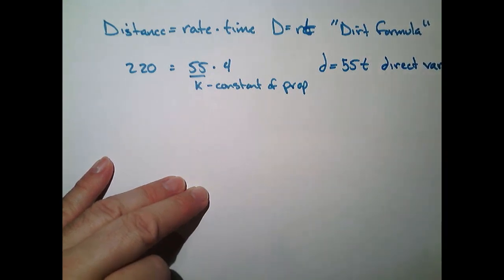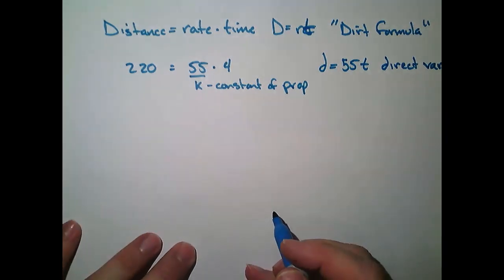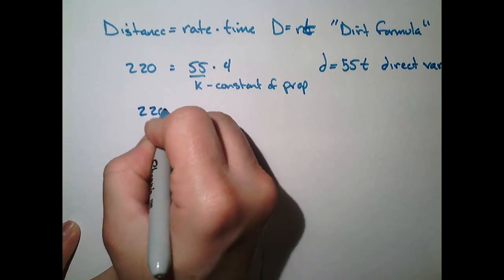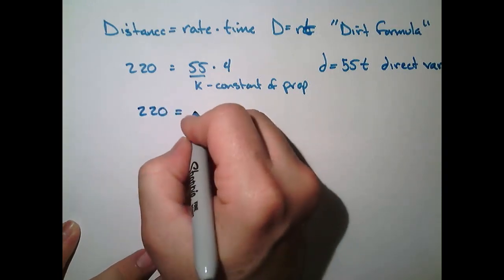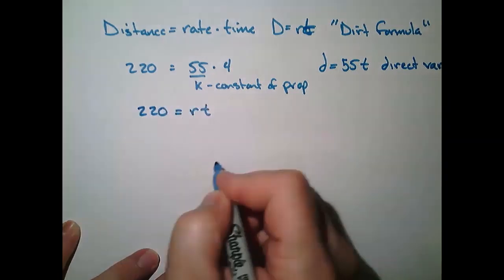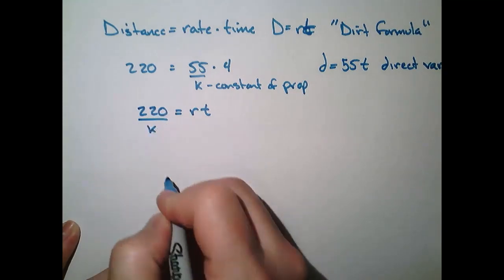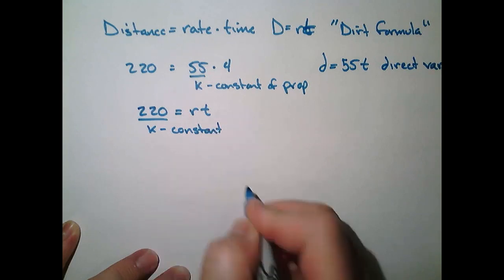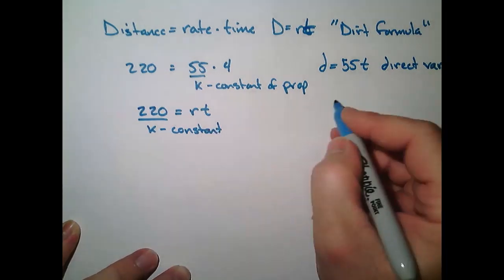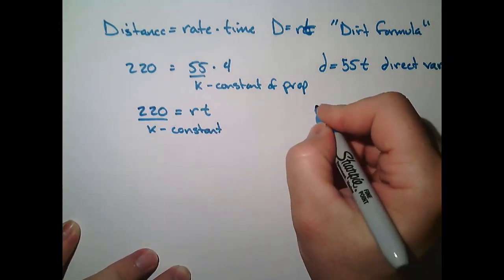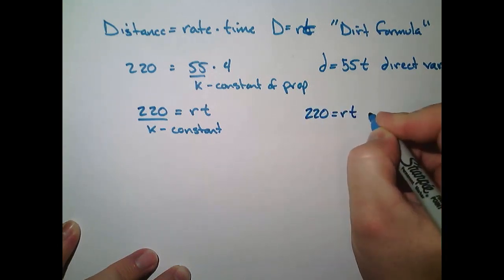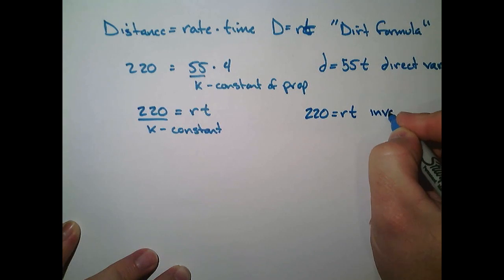Now, suppose on the other hand, though, we go back to this. We're going to go 220 equals rt. We set our distance as our constant. Now, we have 220 equals rt, and this is an inverse variation.